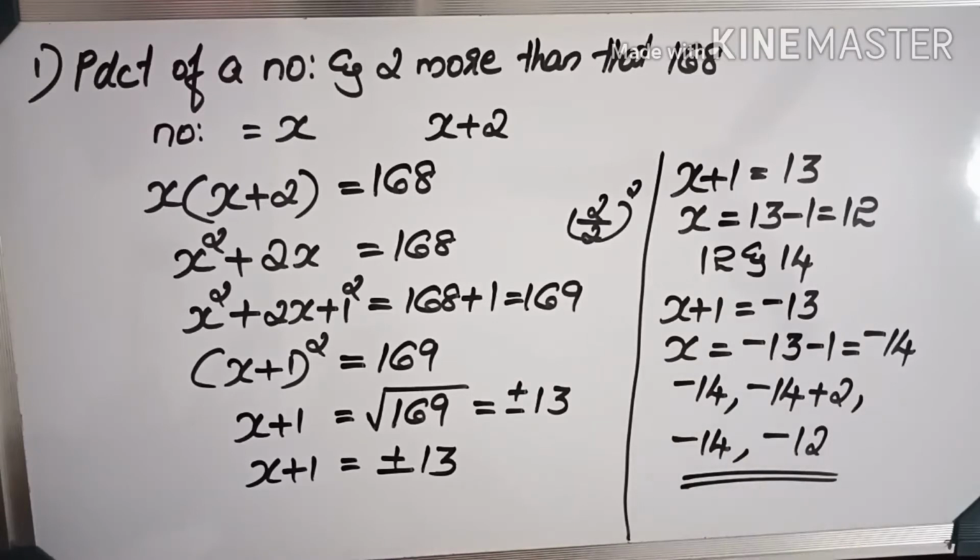These two will be the answers. So plus or minus 13 we need to consider. These are the possibilities. That means either 12 and 14, or minus 12 and minus 14.